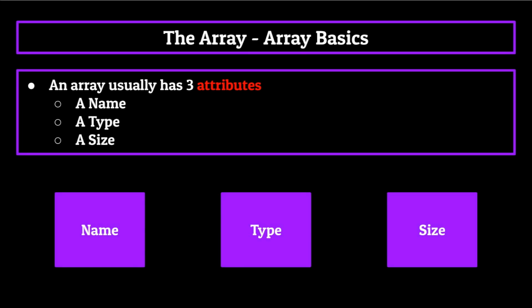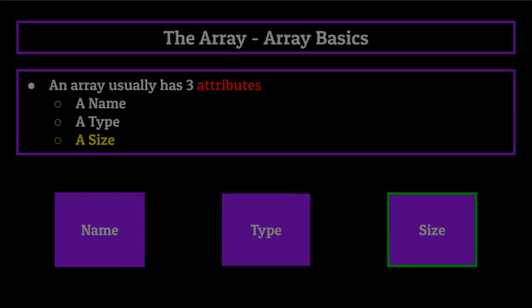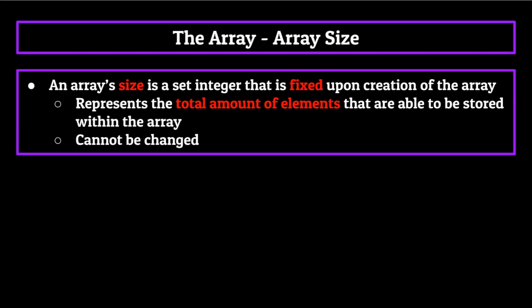The third and final attribute that an array has is a size. The size is a set integer that is fixed upon creation of the array. It also represents the total amount of elements that are able to be stored within the array. Additionally, an array's size cannot be changed. Now, I'll repeat that again because it's extremely important. An array's size cannot be changed once created.